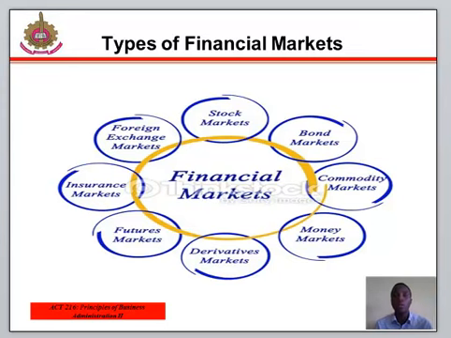Stock market is a market that provides financing through the issuance of shares or common stocks and enables the subsequent trading thereof. Bond market is a market that provides financing through the issuance of bonds and enables the subsequent trading thereof.